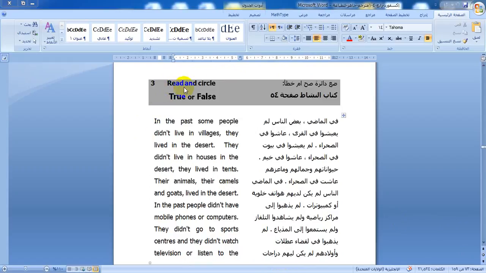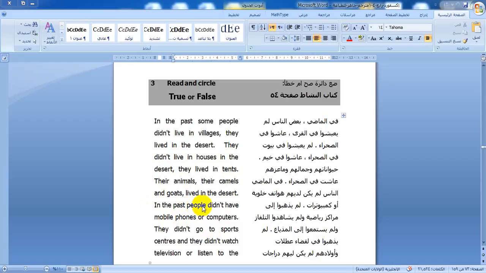Read and circle. True or false? In the past, some people didn't live in villages. They lived in the desert. They didn't live in houses. In the desert, they lived in tents. Their animals, their camels and goats, lived in the desert.